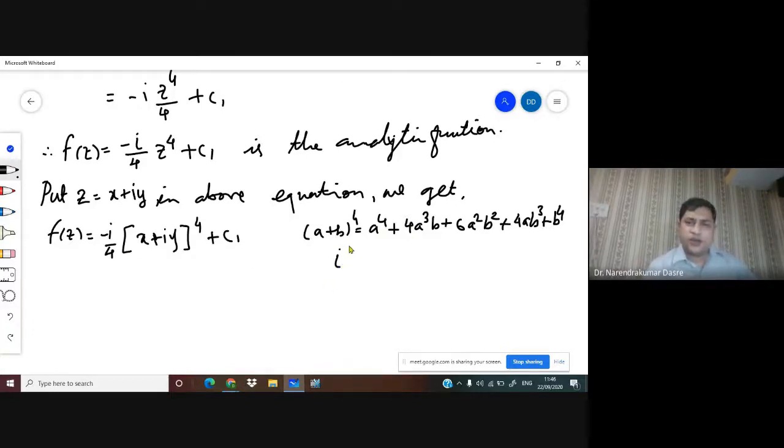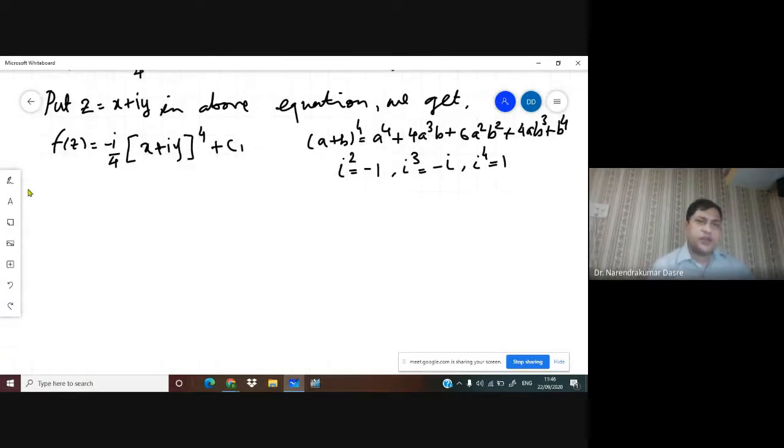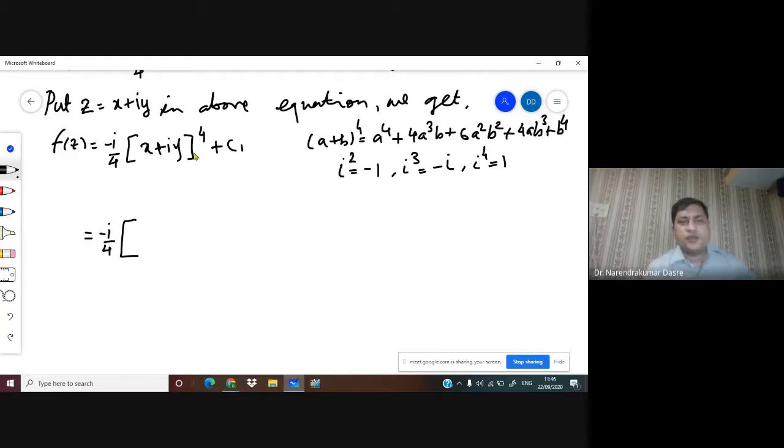Again, what we know is i^2 = -1, i^3 = -i, and i^4 = 1. So if we expand this using the binomial theorem, then it is -i/4 times the expansion: x^4 + 4i x^3 y - 6 x^2 y^2 - 4i x y^3 + y^4, plus c1.